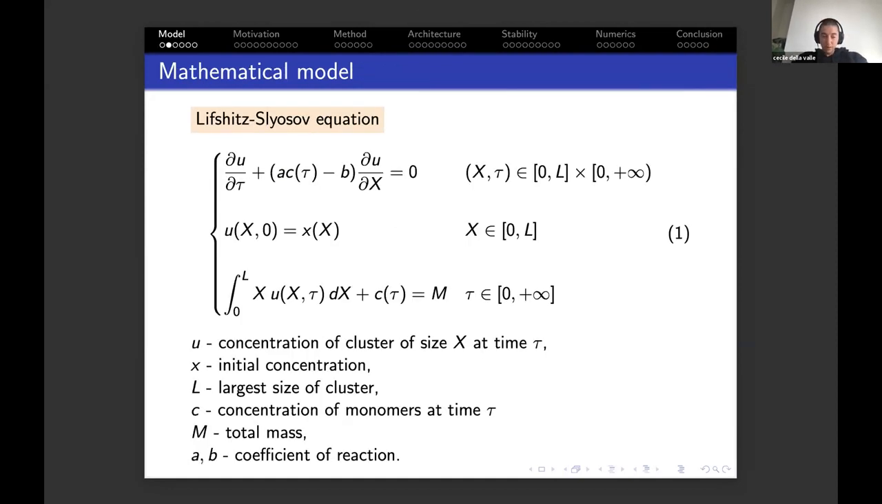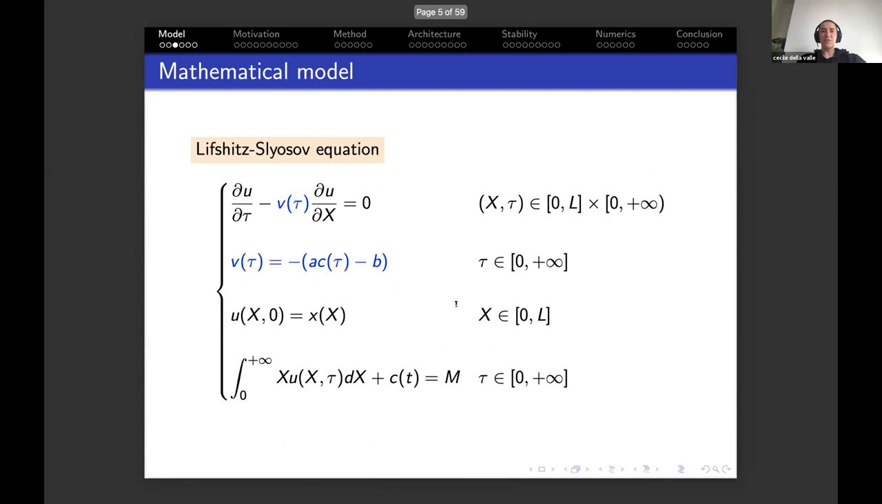we have the Lifshitz-Slyozov equation. So if u is the concentration of a cluster of size x at time t, then its concentration satisfies this equation, which is a transport equation of speed v at any time tau. Here you have the initial condition, and the last line accounts for the mass conservation in the system. So I just rewrite this equation with v, the speed of the reaction, and I suppose that I have access to v by another means.